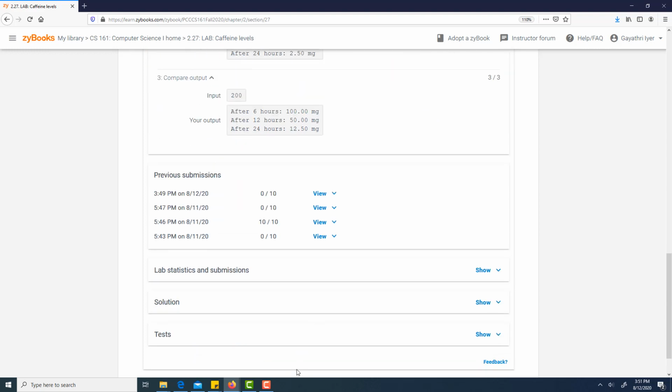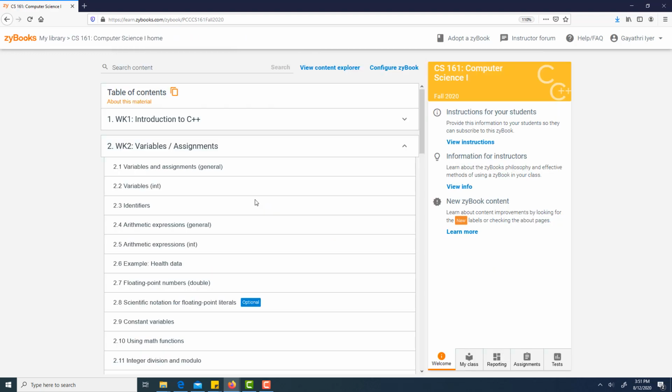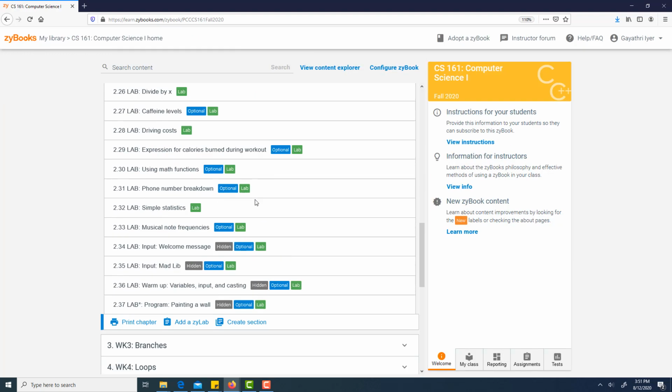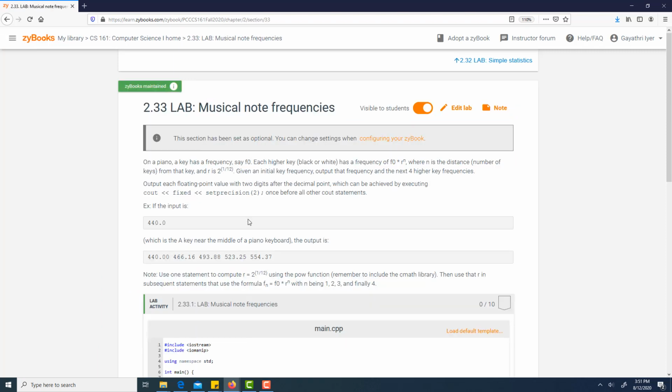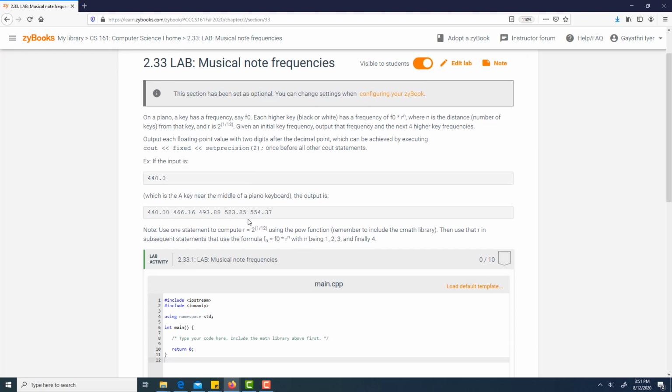All right, so fantastic. Now let's go and do one more lab, and then we can be done with this. I'm going to show you how to do, let's take musical note frequencies. They're all about expressions and calculations. That's what we do in this week's material. This says, on a piano, a key has a frequency, say F0, right? There's a number.